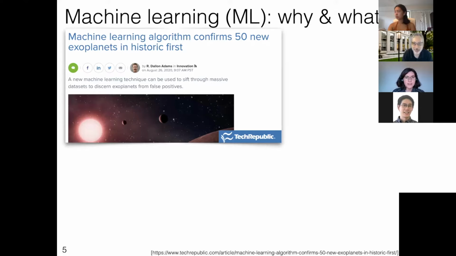So here's one. Machine learning algorithm confirms 50 new exoplanets in historic first. So exoplanets, in case you're not familiar, are these planets that are outside our solar system. Scientists are really interested in discovering them. They'll be super interested to learn about new ones. So here, scientists have data, which are roughly something like images from telescopes. They see certain types of signal that tell them, hey, maybe there's an exoplanet here. And then they use machine learning to decide which of these candidate exoplanets are really exoplanets and which ones are something else.